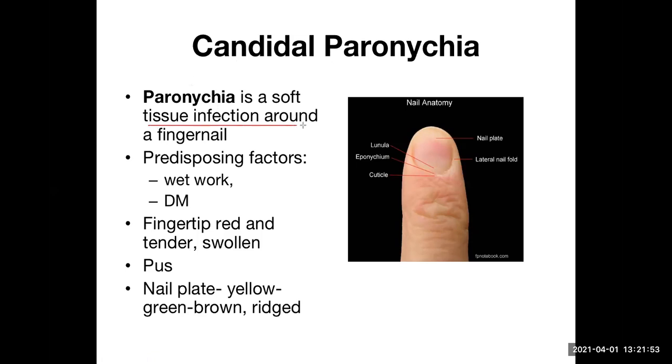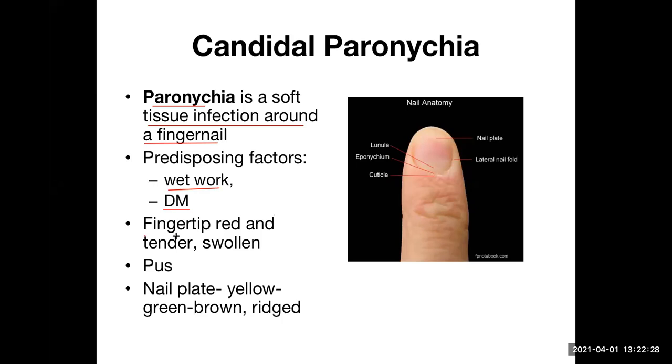Tissue infection around a fingernail is called paronychia. Some predisposing factors for this are wet work and diabetes mellitus. Diabetic people have this type of infection in many parts of the body. If somebody is working in water, if their profession is that, for example, the person who washes clothes, they are the common candidates for having paronychia.